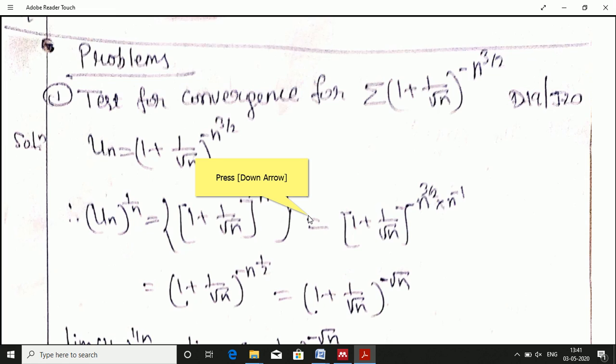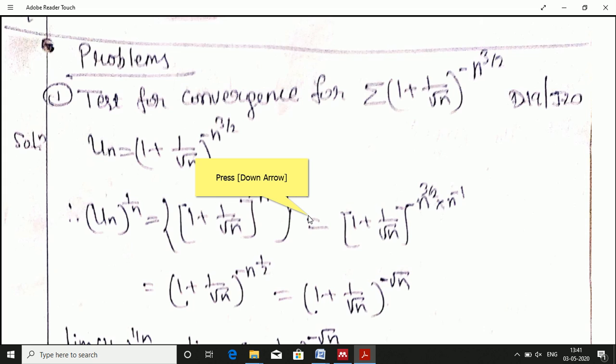Here the nth term is un = (1 + 1/√n)^(-n^(3/2)). First we'll take un to the power of 1/n. That is (1 + 1/√n) to the power of -n^(3/2) whole to the power of 1/n, which equals (1 + 1/√n) to the power of -n^(3/2) into 1/n, since (a^m)^n is a^(m·n). And 1/n times n^(3/2) is n^(1/2).